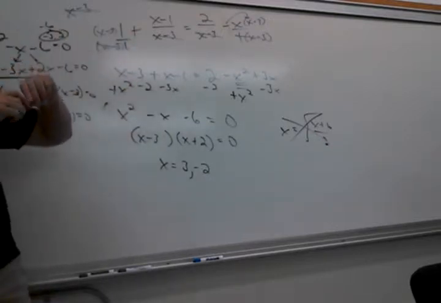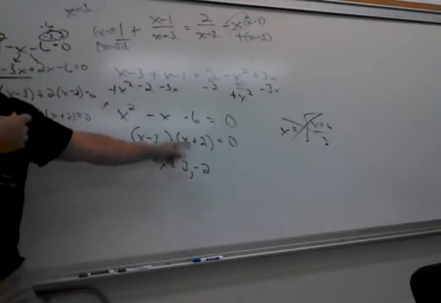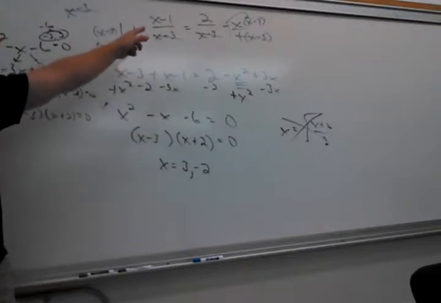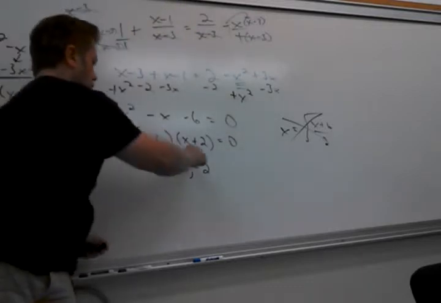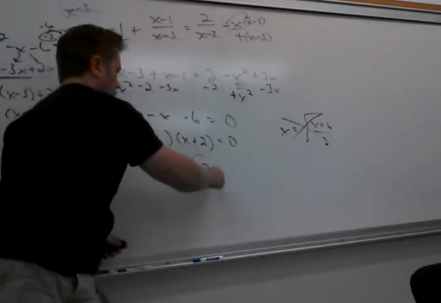X plus 3. Yeah, why does positive 3 not work? What does it do to the original equation? Because it makes a couple of these things undefined, right? So I've got to throw it out. It's not allowed to be there. So I only got the one answer.